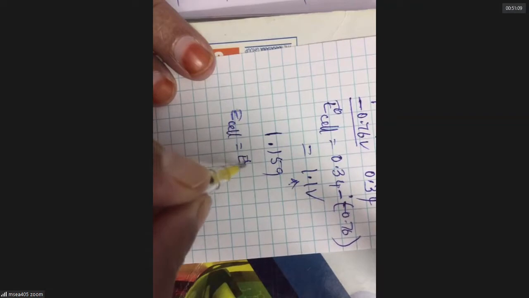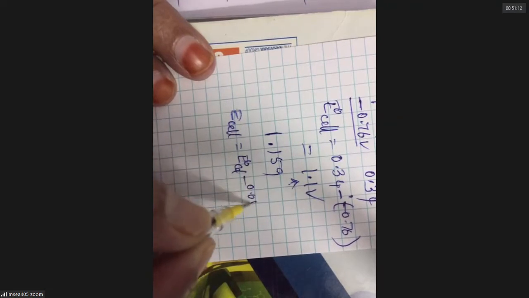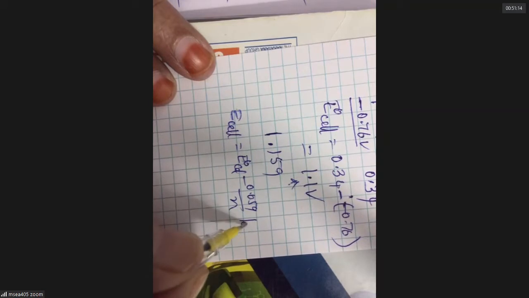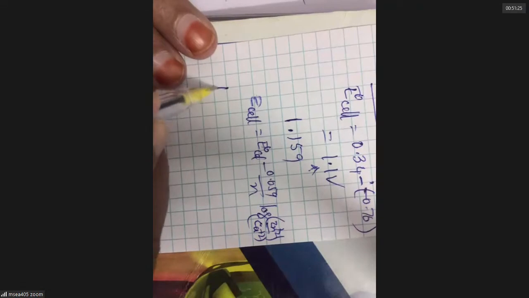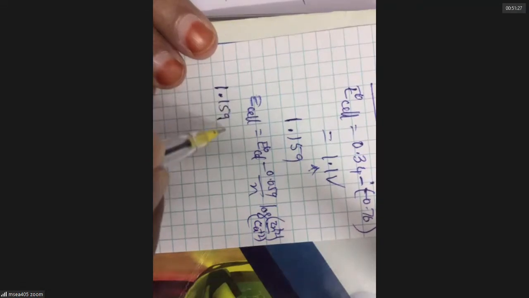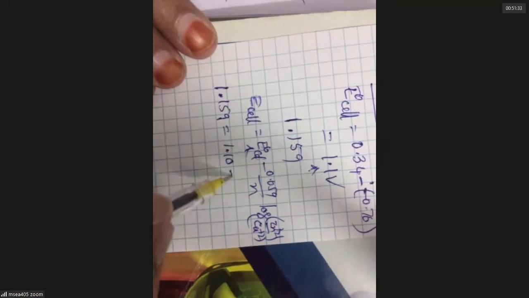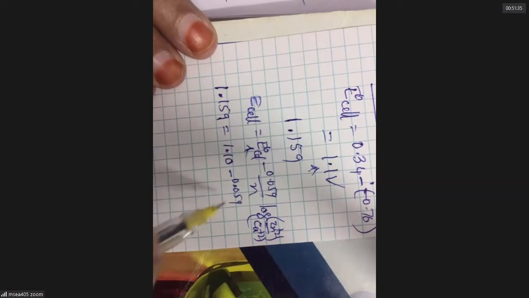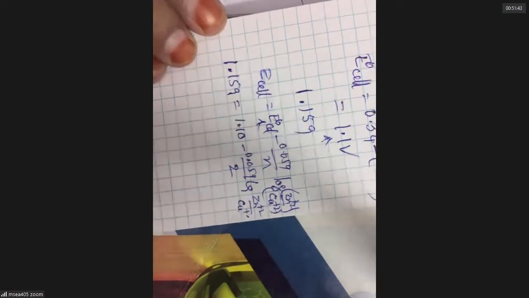From the Nernst equation, I know E cell is equal to E0 cell minus 0.059 by n into log of product ion concentration by reactant ion concentration. Do we know this, sir? Sir, I want the cell potential to be 1.159, but I know the standard cell potential is 1.10. Here n is 2, log product ions by reactant ions. Do you agree to this, sir?